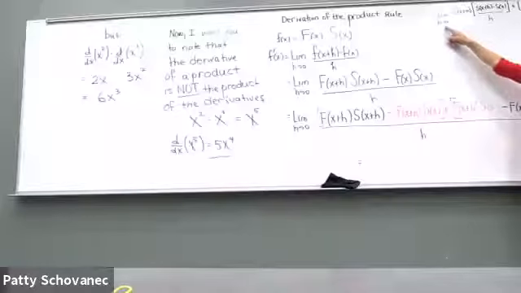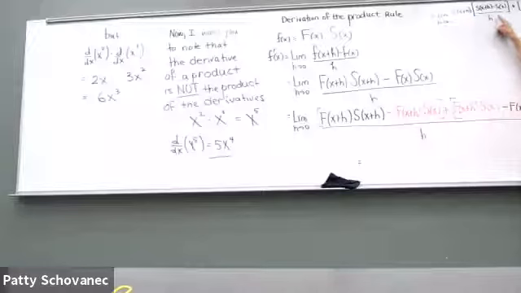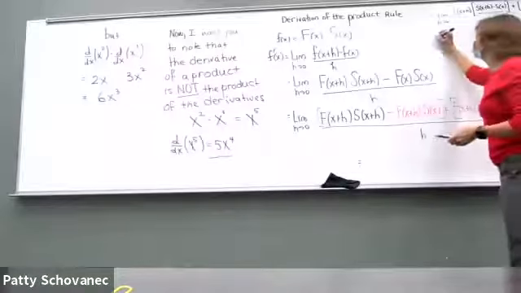So when I do this limit, take the limit as h goes to 0 here, and I get capital F of x. Take the limit as h goes to 0 in this brackets, and I get what's called S prime of x. In here, I'll get F prime of x, and this doesn't depend on h. And what's left is the product rule.